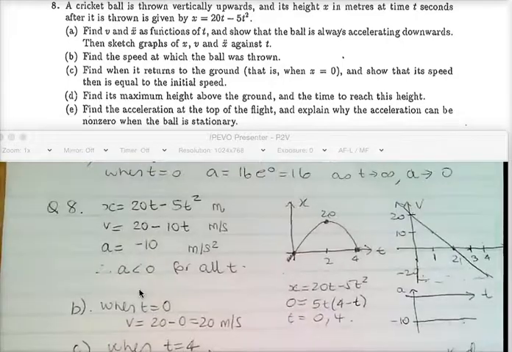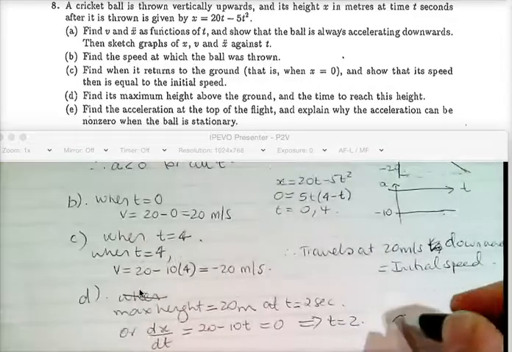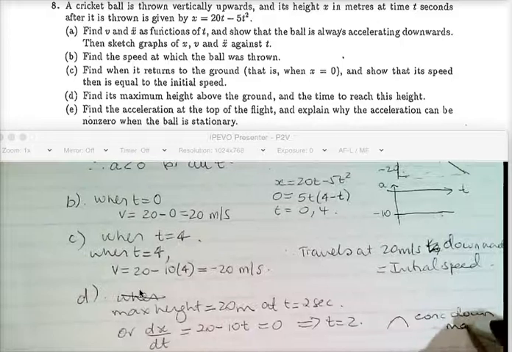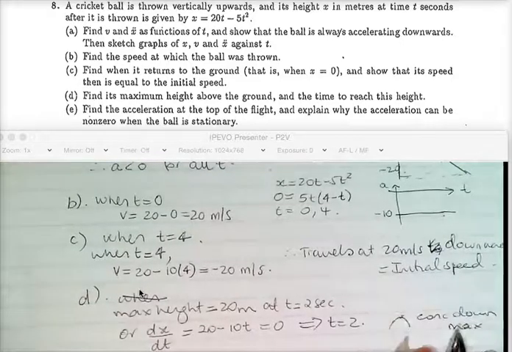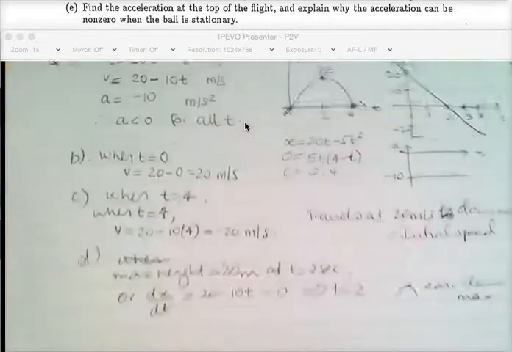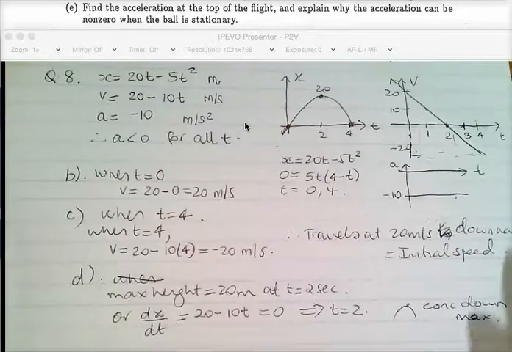So this is a stationary point at t is 2, concave down, therefore you've got a maximum at t equals 2, okay? But you can see it from the graph. Okay, I'm just going to move this question sheet upwards. And the last question says to find the acceleration at the top of the flight. And it says to explain why the acceleration can be non-zero when the ball is stationary.